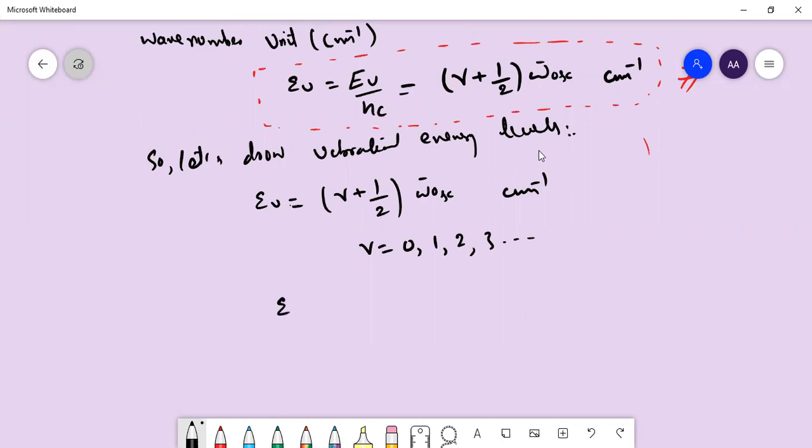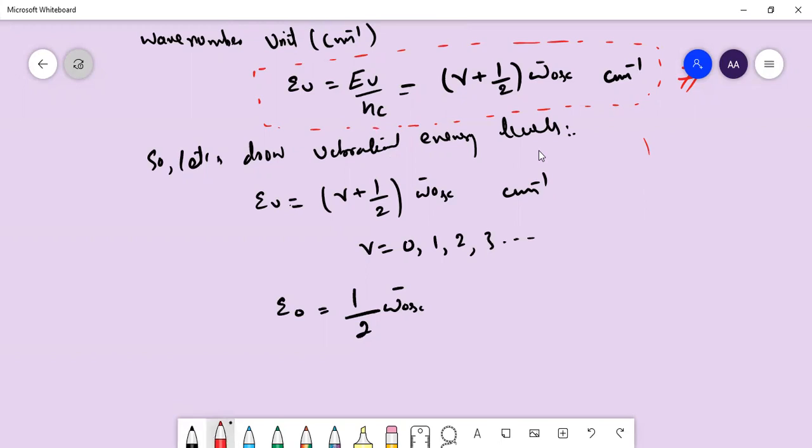So E_0 is equal to, when I put 0 in place of v, this becomes 1 by 2 omega oscillation bar. So the first point is, when v is equal to 0, the value of your energy is half of omega oscillation bar.